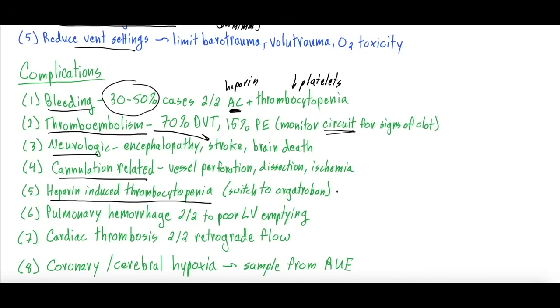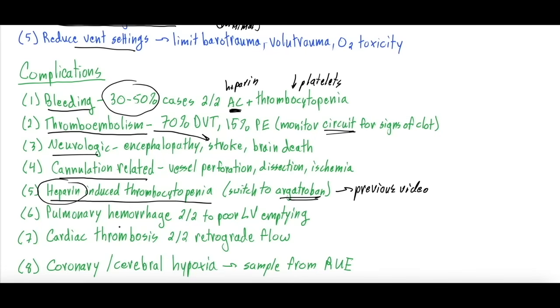Not necessarily specific to ECMO, but you can get heparin-induced thrombocytopenia. We actually talked about this in a previous video. We will link it in the video description. Heparin-induced thrombocytopenia is when your body actually forms an immune response to heparin that leads to some potential blood clotting events. And in this case, if it happens on ECMO, since you have to be anticoagulated with heparin being the preferred choice, you'll switch that patient to argatroban, which is another blood thinner.